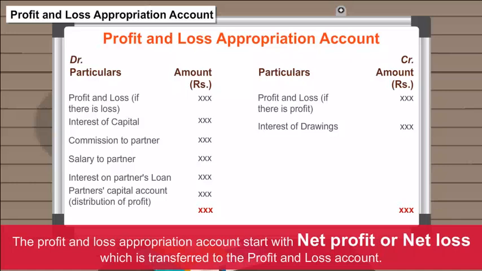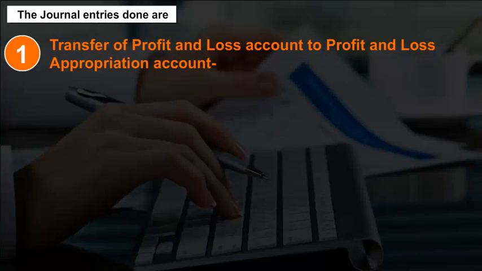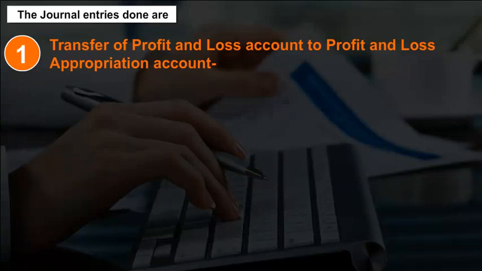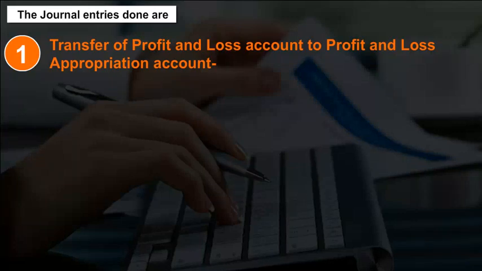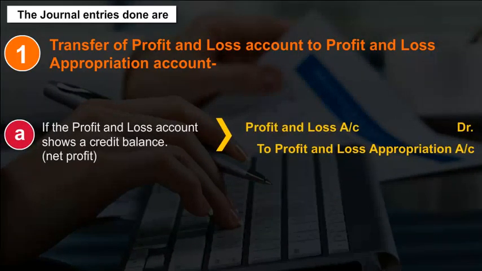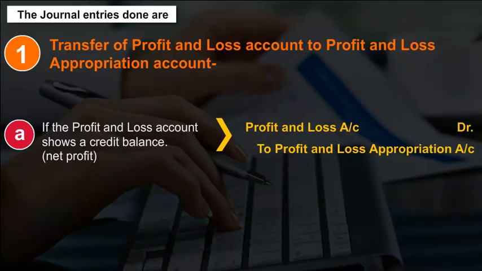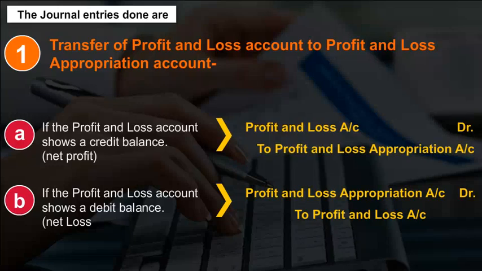The profit and loss appropriation account starts with net profit or net loss, which is transferred to the profit and loss account. The journal entries done are: 1. Transfer of profit and loss account to profit and loss appropriation account. There are two conditions in that situation. A. If the profit and loss account shows a credit balance. B. If the profit and loss account shows a debit balance.